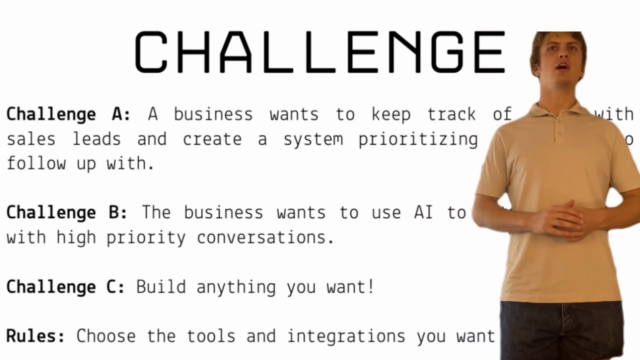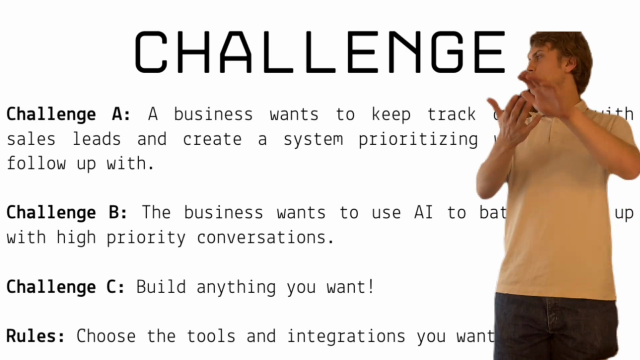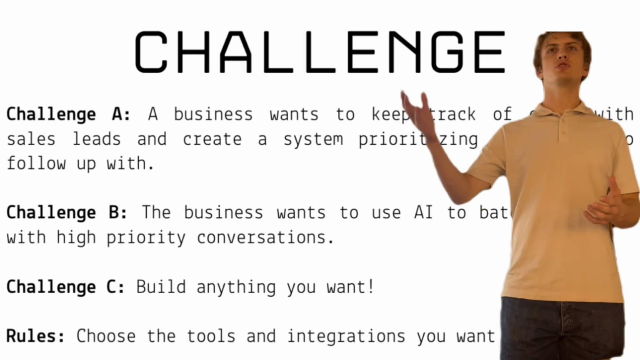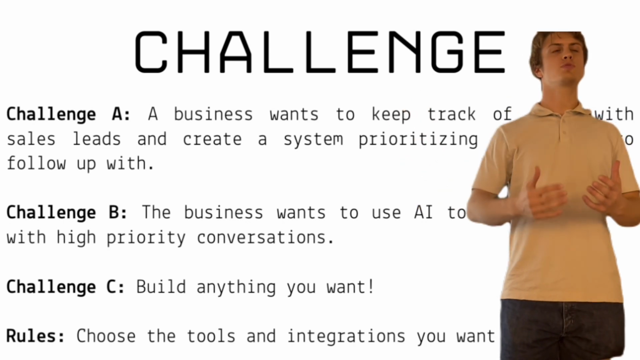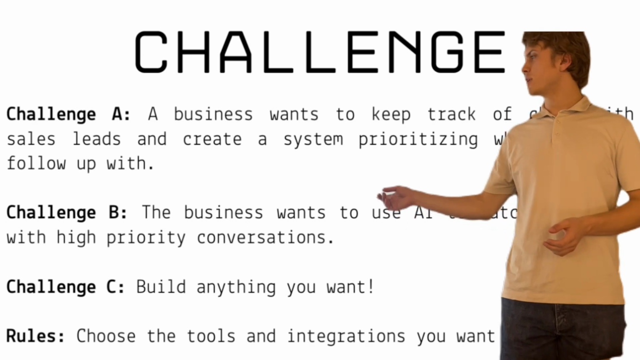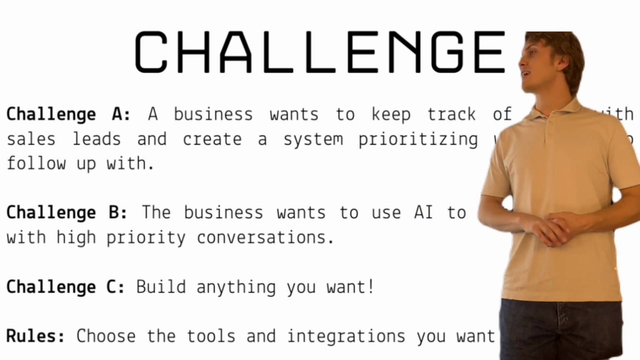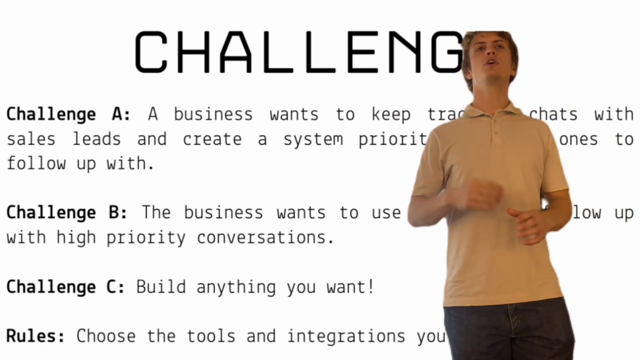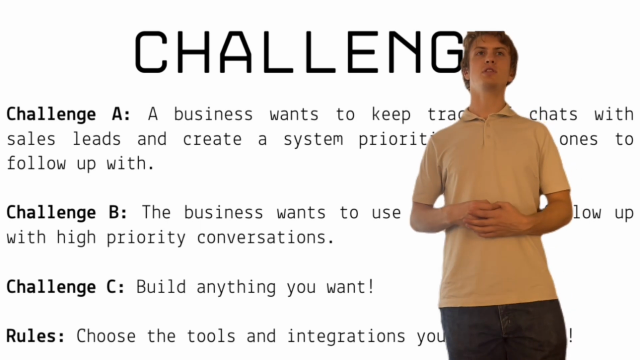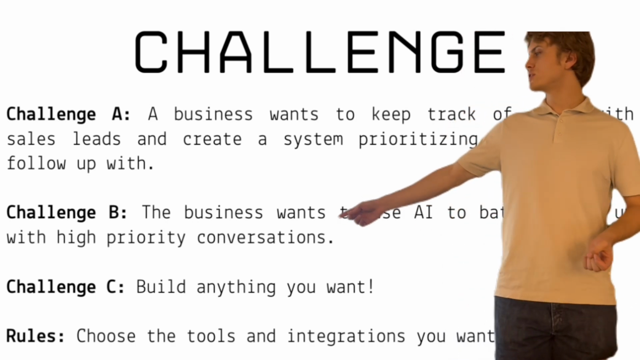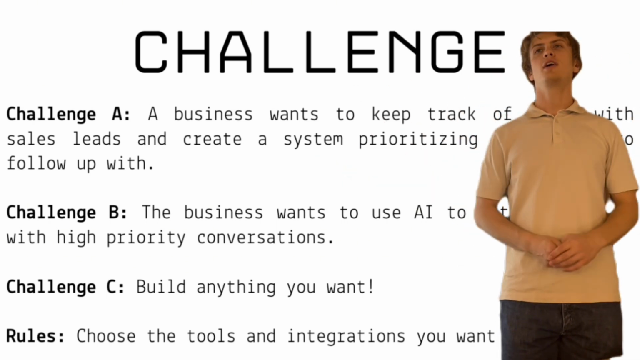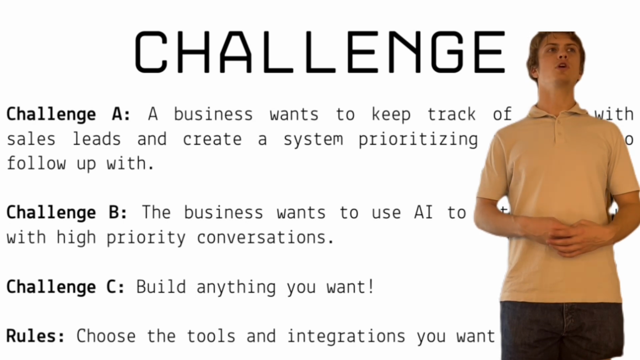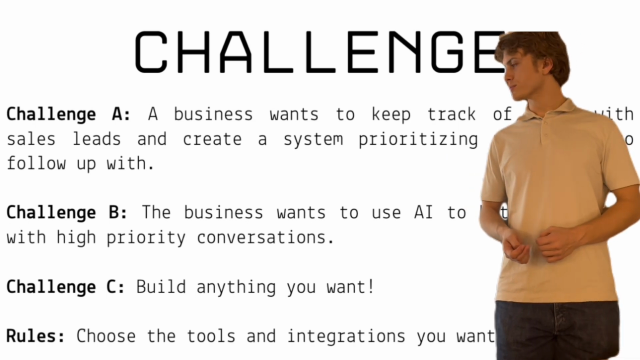That's the first part of the challenge. For example, it could read your WhatsApp messages or emails and organize that into a sorted spreadsheet. That's just one solution. The second part of the challenge is to use AI to follow up with those leads, figure out the highest priority ones, and write messages to them. So that's one challenge. And challenge C is you can build anything you want. At 4 o'clock, we'll have time for you all to share what you've built.